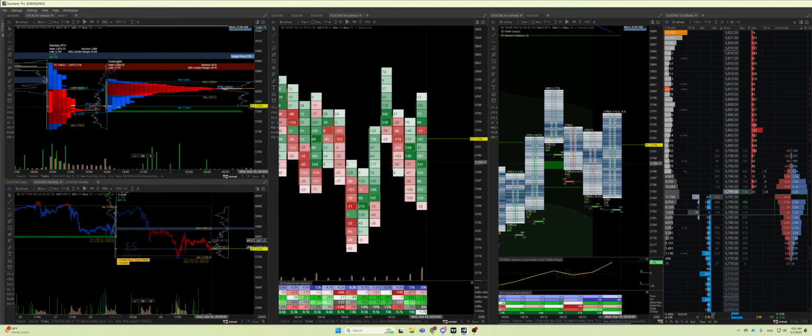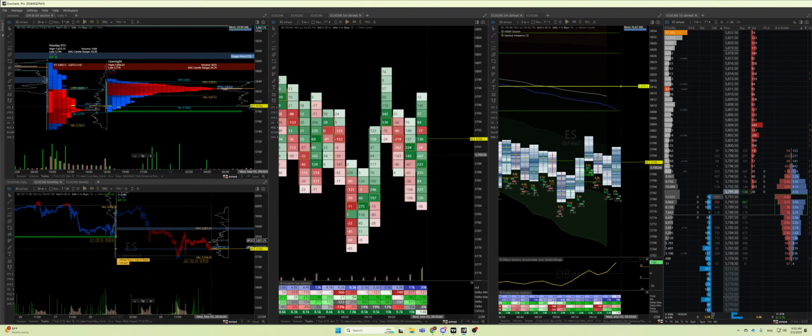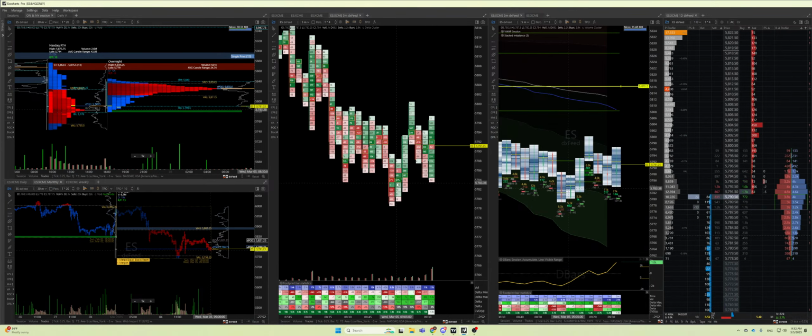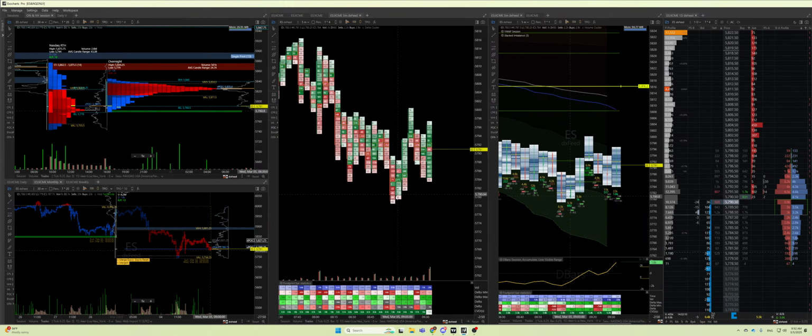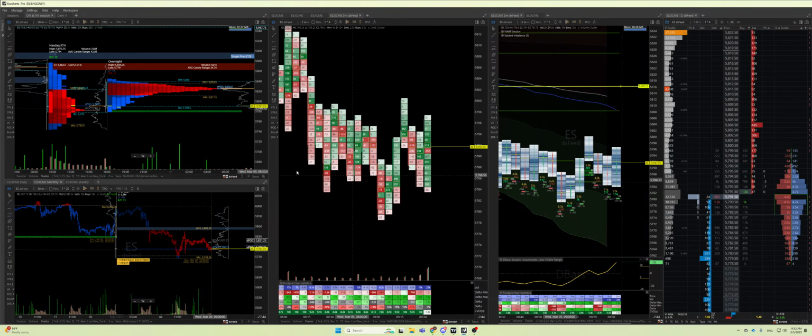Maybe test back previous day POC, session VWAP as well. Yep, that's what they did. Test it out, build more delta. Looks like it's gonna reverse back down to these. See if we can test these, because they're gonna take it down in here. It's looking a little bit toppy.